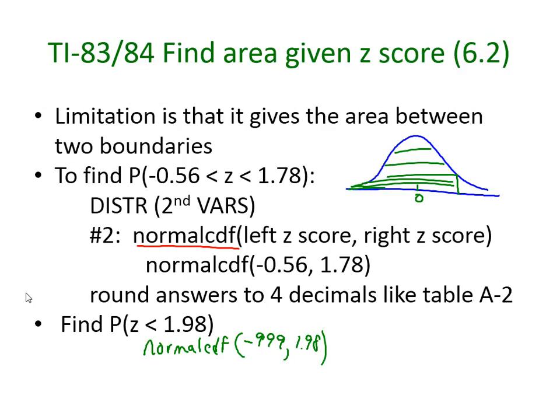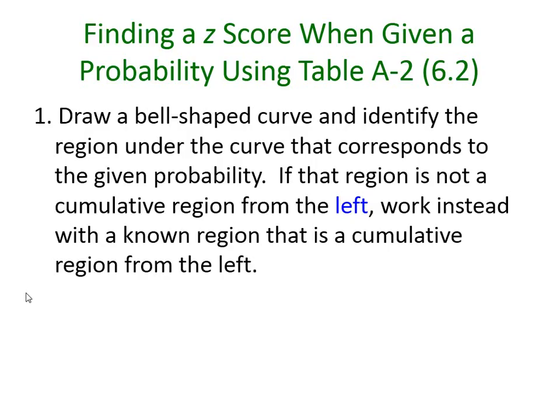Now, this is given the z-score and trying to find the probabilities that those happen. We also want to go the other direction sometimes. Sometimes what we're looking for is, you know the probability, and I want to know what's the z-score that would be my cutoff values. So if I'm trying to find the z-score when you're given the probability, first thing you want to do is still draw your picture. So draw yourself a nice little bell-shaped curve. Identify the region under the curve that corresponds to the probability.